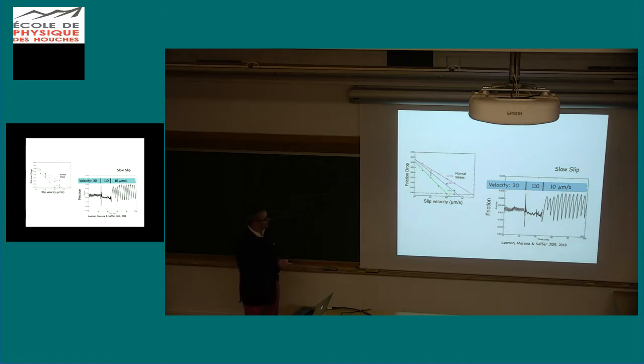And this is ugly looking data in a sense because it's real data, but it shows very clearly that when you go slow, you see a much bigger stress drop than when you go fast, and intermediate is in between, okay?